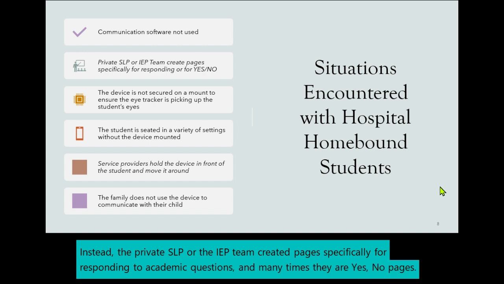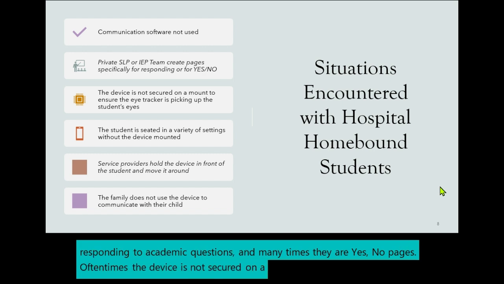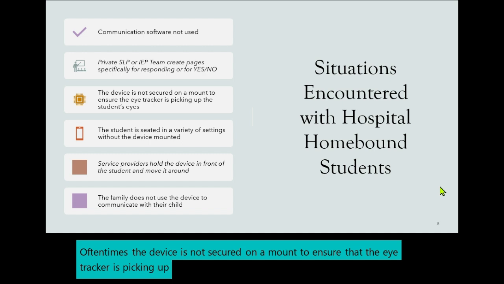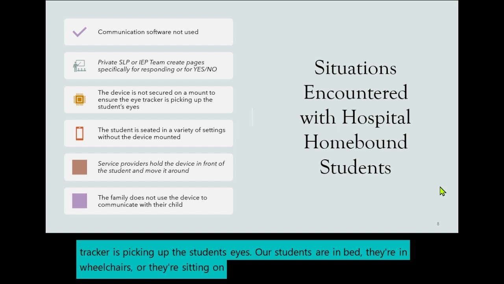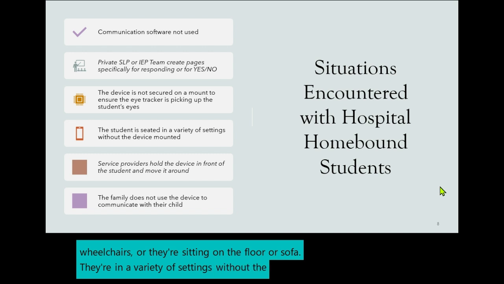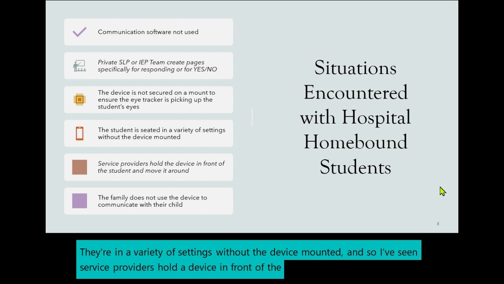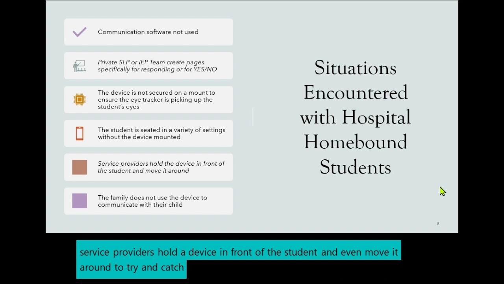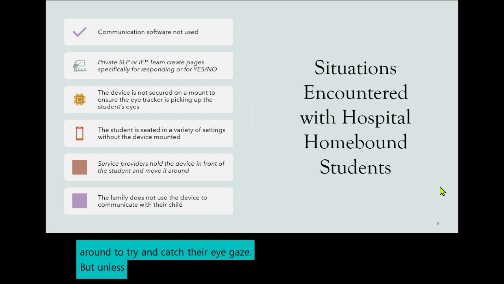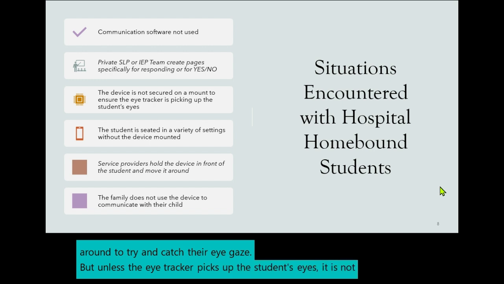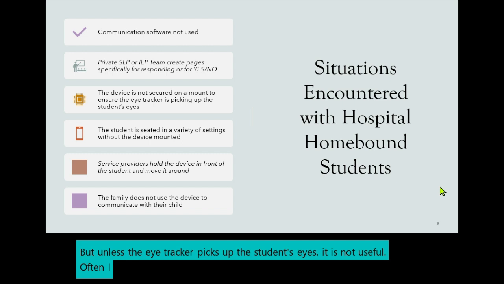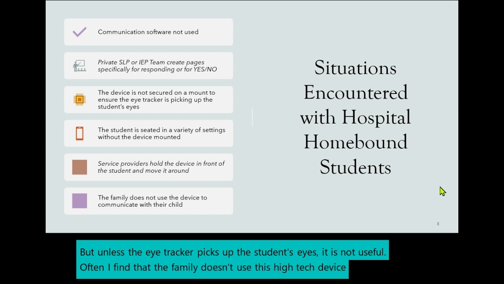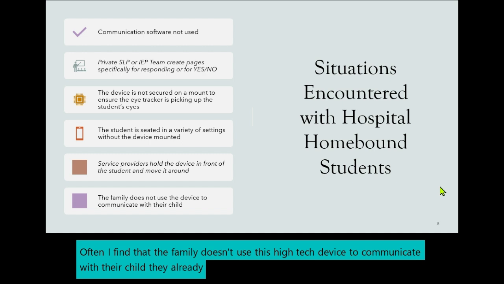Oftentimes, the device is not secured on a mount to ensure that the eye tracker is picking up the student's eyes. Our students are in bed, they're in wheelchairs, or they're sitting on the floor or sofa. They're in a variety of settings without the device mounted, and so I've seen service providers hold the device in front of the student and even move it around to try and catch their eye gaze. But unless the eye tracker picks up the student's eyes, it is not useful. Often I find that the family doesn't use this high-tech device to communicate with their child. They already know what their child needs and wants.